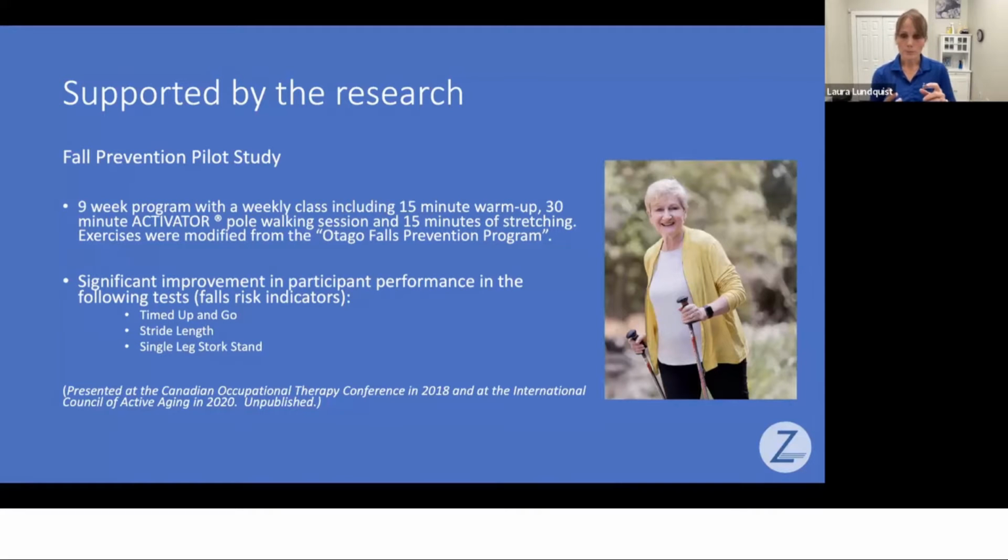And so those would be the timed up and go, which any healthcare providers on here would likely be familiar with. But if you're not familiar with it, basically it's a test where you're sitting in a chair and then we time the amount of time that it takes for you to stand up, walk a certain distance, turn around, come back and sit back down.